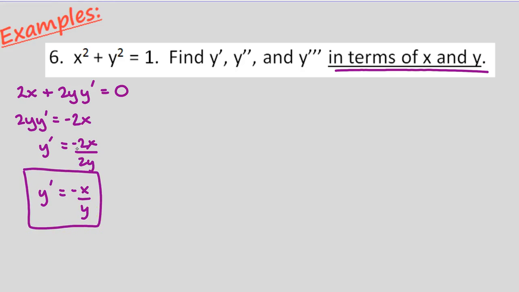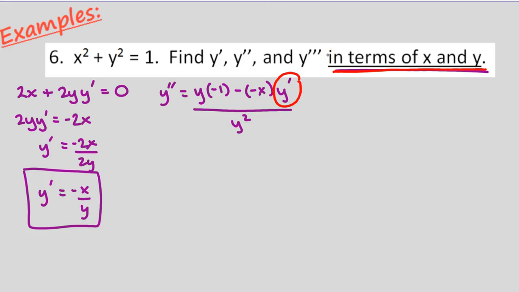So we have to find the derivative of that to get y double prime. So it's a quotient. Let's use the quotient rule. The bottom, y, times the derivative of the top, negative 1, minus the top, opposite of x, times the derivative of the bottom, y prime, over the bottom squared, y squared. Now, remember how it said in terms of x and y? That means our answers can have x in them and y in them, but not any other variables. So the answer can't have y prime in it, but that's okay because we can substitute the opposite of x over y for y prime. So we have the opposite of y plus x times the opposite of x over y squared.